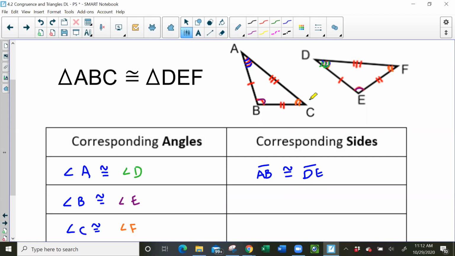Then let's find the one that has 2 tick marks. That would be side BC. And you don't have to do these in this order. This is just my way of trying to be organized so I get all of the sides. BC has 2 tick marks. I'm going to find the one that has 2 tick marks. That would be side EF.